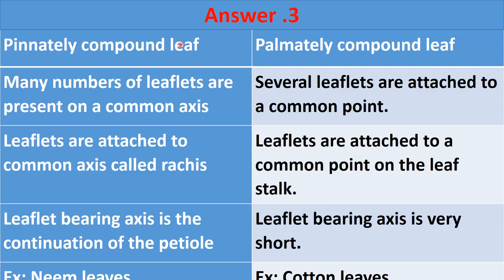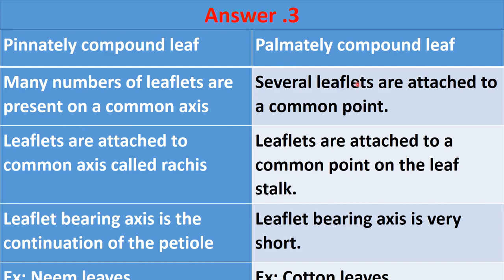Now next is the answer for question number 3 of NCERT, and the question is differentiate pinnately compound and palmately compound leaf. So both are types of compound leaf, and you know what a compound leaf is? When the incisions touch the midrib. Okay, so many leaflets are formed here. So let's differentiate the two types of compound leaf. First is pinnately compound, in which many leaflets are present on a common axis, and that common axis is called rachis. Okay, so a number of leaflets are present on the rachis here.